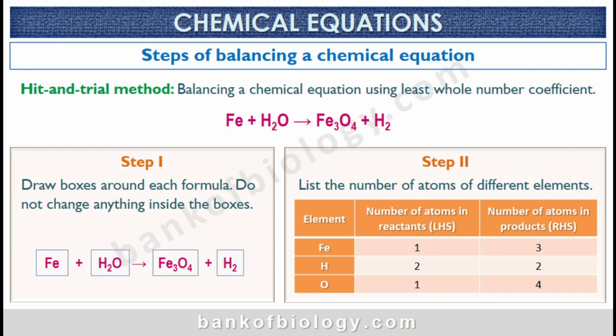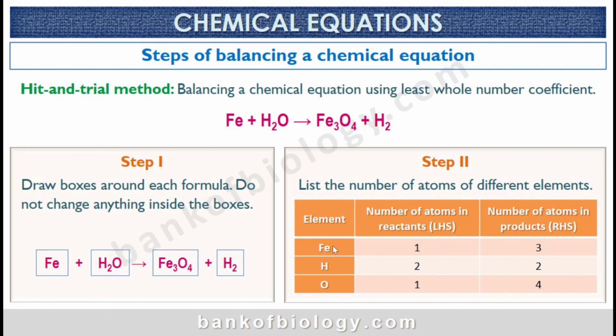The first method is the hit and trial method. Let's take one example: Fe plus H2O gives Fe3O4 and H2. So how do we do it? The first step is to draw a box around each formula. Fe plus H2O gives Fe3O4 and H2, with each one inside a box.